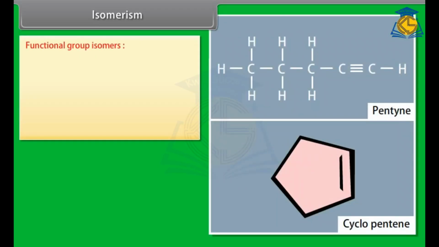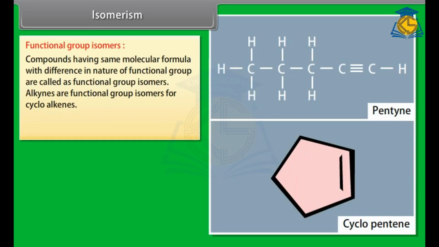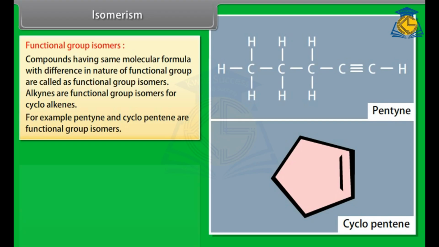Functional group isomers. Compounds having the same molecular formula with a difference in the nature of the functional group are called functional group isomers. Alkynes are functional group isomers for cycloalkenes. For example, pentyne and cyclopentene are functional group isomers.